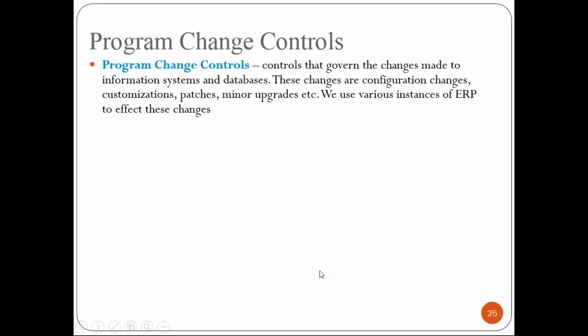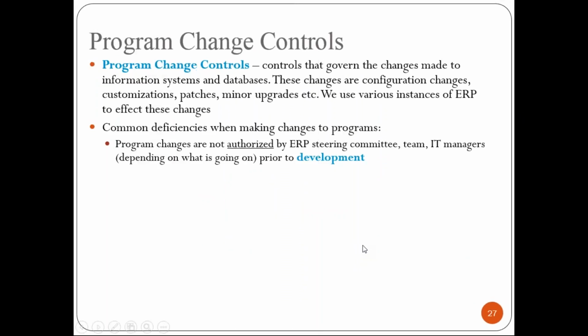Program change controls basically means any kind of change that happens to a program needs to be documented. It's not unusual that you have program changes that are documented prior to development, for example, but they're not authorized. It's really important that program changes, this is software program changes, be authorized, whatever environment you're in. It's not uncommon for program changes to not be tested prior to moving to production, and this is catastrophic. It has to be working perfectly in test before you migrate to production.